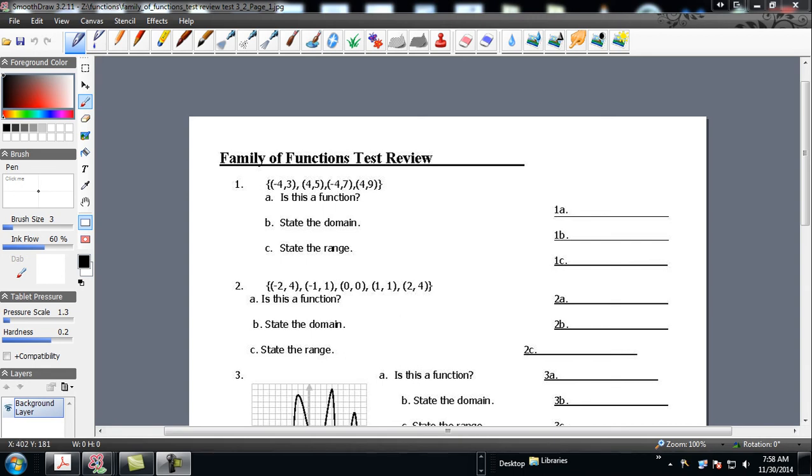Okay, here's a review for test number 3. Also, you can use it for the retest. First question, is this a function? You want to check to see if the x values repeat. Obviously, they do repeat right here. Therefore, this answer is a no.